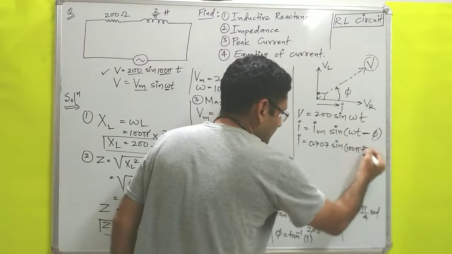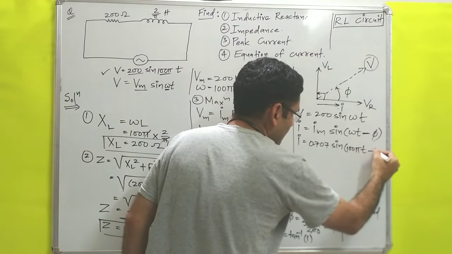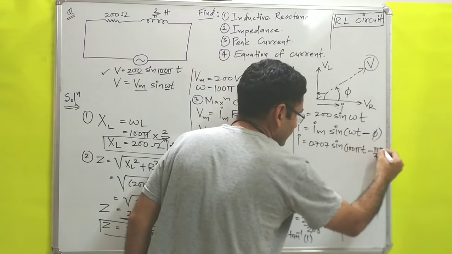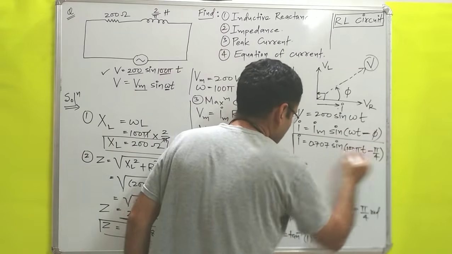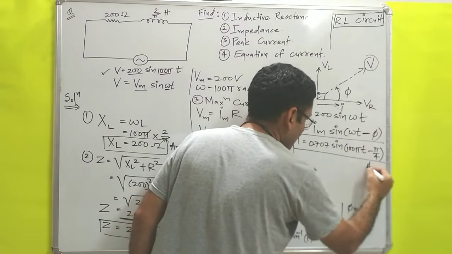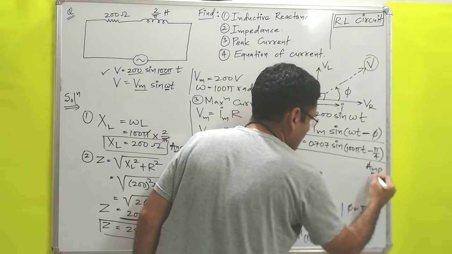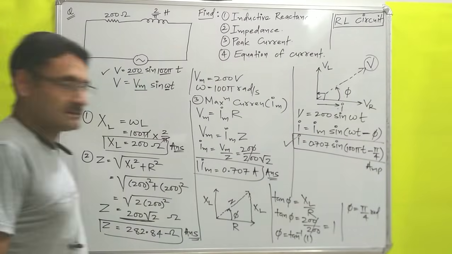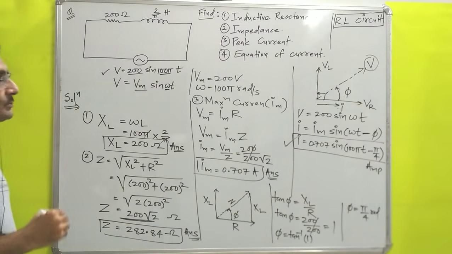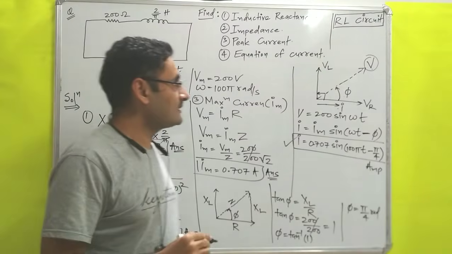So here I will insert the value of phi, which is 45 degree, or pi by 4 you can write. That would be your equation of current in terms of ampere, and that will be your last answer. So that is all about the numerical based on RL circuit.